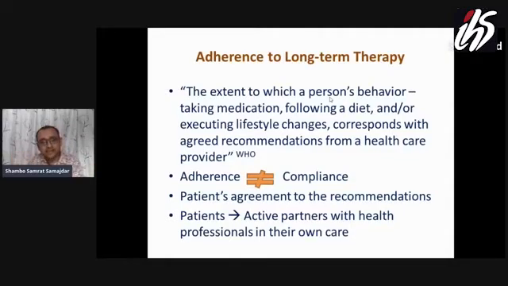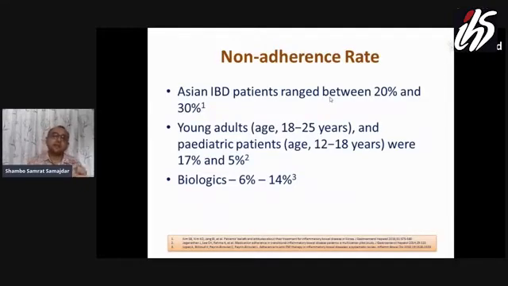But for compliance, coaching is not there. It is only to see. So there is no agreement between patient and doctor. So while treating our patients, we always need to give emphasis to adherence, not only talk about compliance. The patient's agreement to the recommendations is very important. Here the patients are active partners with health professionals in their own care, so we can involve patients in their own care.